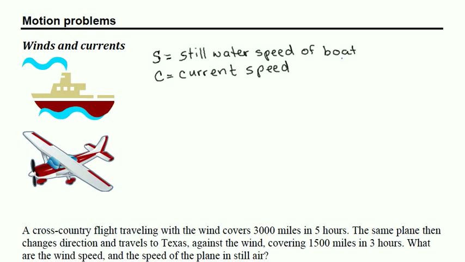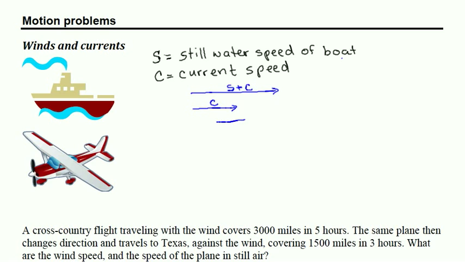So S is the still water speed of the boat, meaning the speed that the boat would hypothetically be going if there were no current. C is the current speed, or the speed of the current. So what happens is, if the current is going this direction and the boat is going this direction, then we're going to add the still water speed to the current speed. The boat's going to go faster.